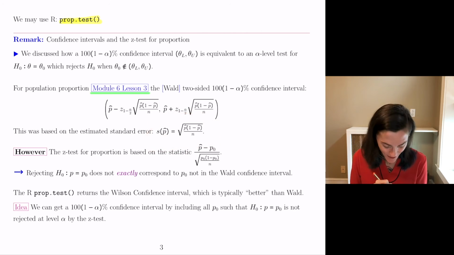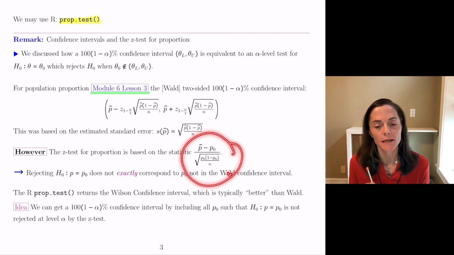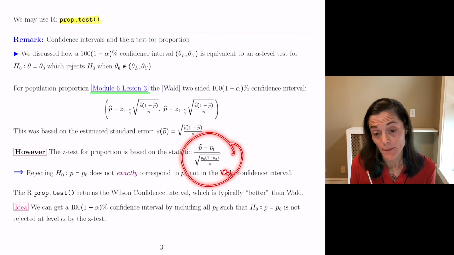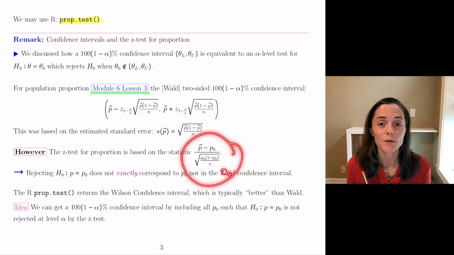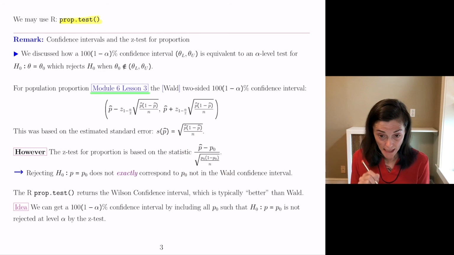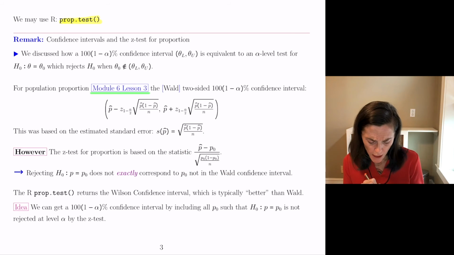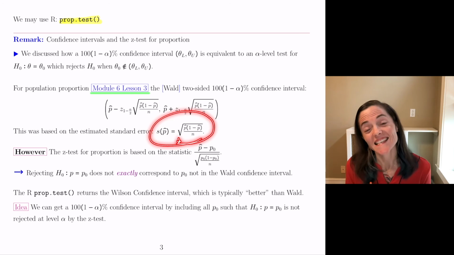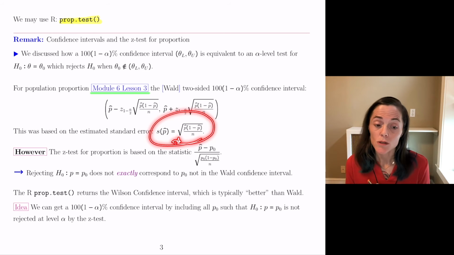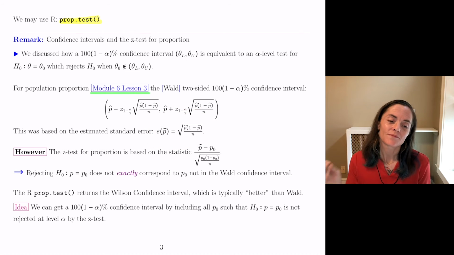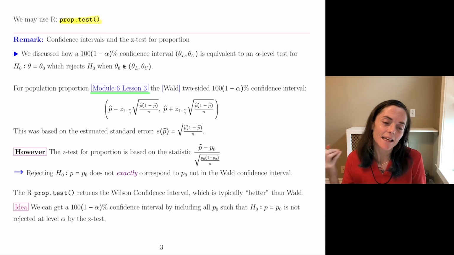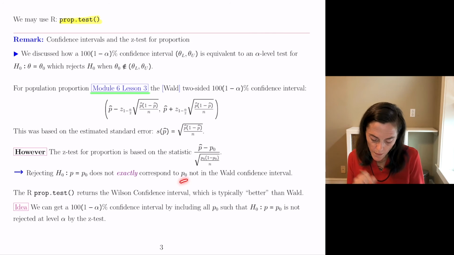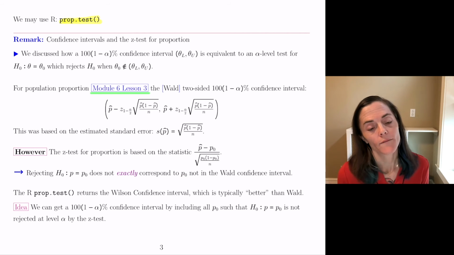However, the Z-test for proportion is based on this statistic, and you notice it's not the same. In fact, the sampling distribution of this sample statistic would not be the same as if we use this estimated standard error. And so rejecting the null does not exactly correspond with p0 not in the Wald confidence interval.